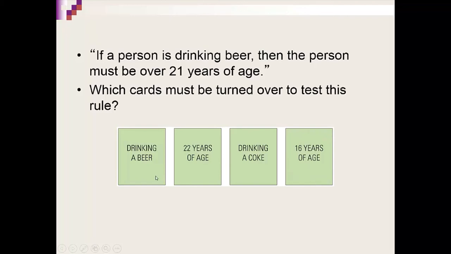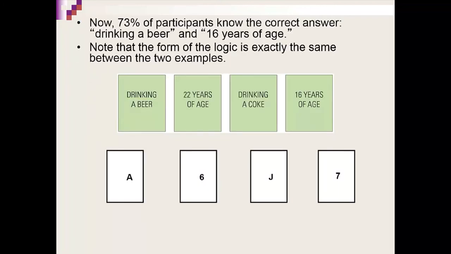And so people tend to perform pretty well on the problem when it's based on following the rules about having a legal drinking age. So with the familiar context of a drinking age, 73% of participants know the correct answer. That was drinking a beer, this first card, and check the person who's 16 years of age to make sure they're not drinking a beer. So we need to check the age of the person drinking a beer and check the beverage of the 16-year-old. And so the majority, 73%, do pretty well on this.